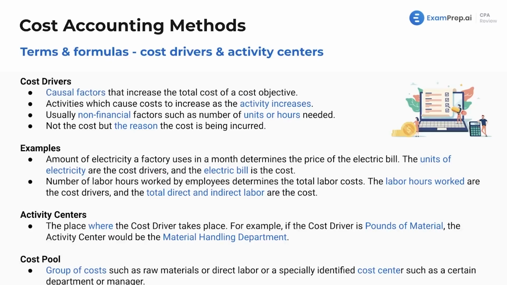Let's talk about these terms and formulas. Now, this was talked about in our previous lesson, but it's important, so I want to refresh your memory, right? We have cost drivers, activity centers. These are going to be what we allocate our overhead based on, these causal factors.